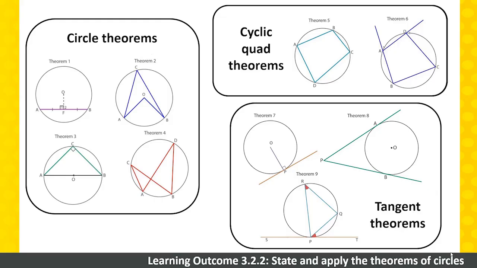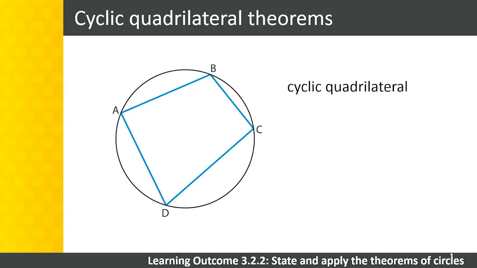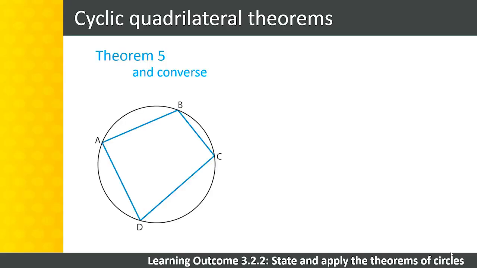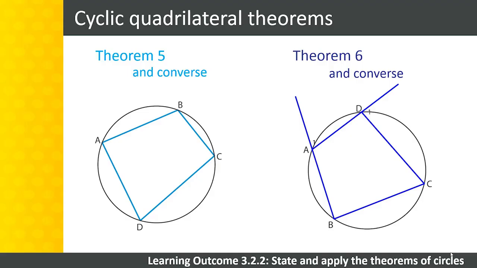Welcome back. In the previous module, we covered the circle theorems. Our next group of theorems is related to cyclic quadrilaterals. Remember that a cyclic quad is a quadrilateral whose vertices all lie on the circumference of the same circle. Here we can see that vertices A, B, C, and D of this quadrilateral are concyclic. We are going to work through the theory and some examples of Theorem 5 and its converse, Theorem 6 and its converse.